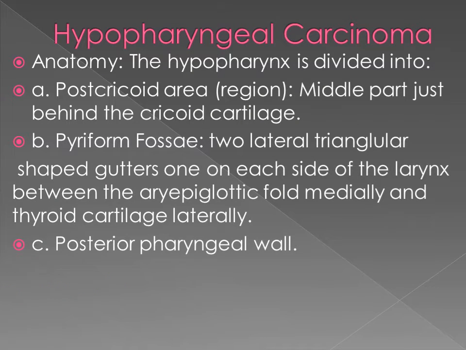So the second topic is hypopharyngeal carcinoma, which is quite tricky due to the tricky anatomy. The hypopharynx is divided into three places. The first is the postcricoid area, which is the middle part just behind the cricoid cartilage; it's like the entrance to the esophagus. And there are two lateral triangular-shaped gutters on each side of the larynx, called the piriform fossa, which is formed between the cartilaginous structure of the pharynx and the aryepiglottic fold.